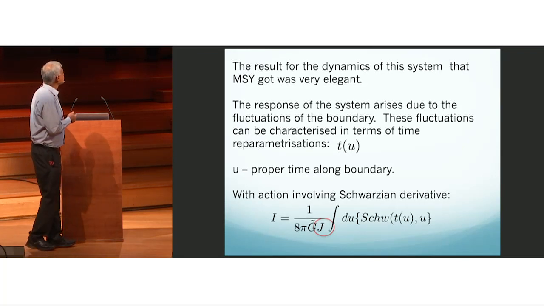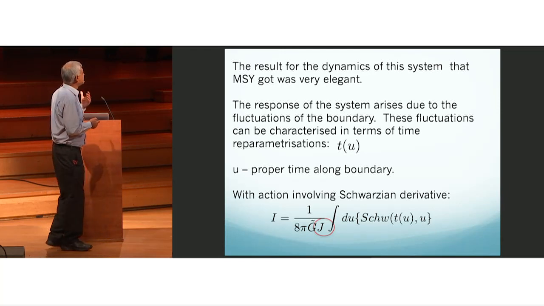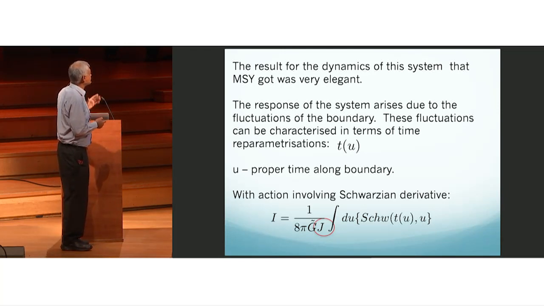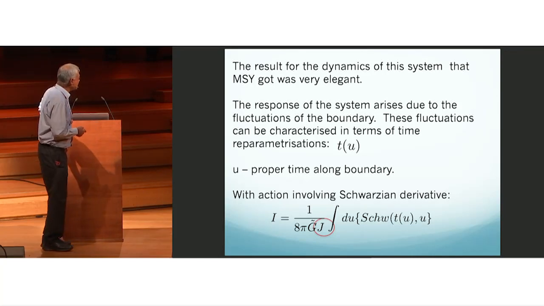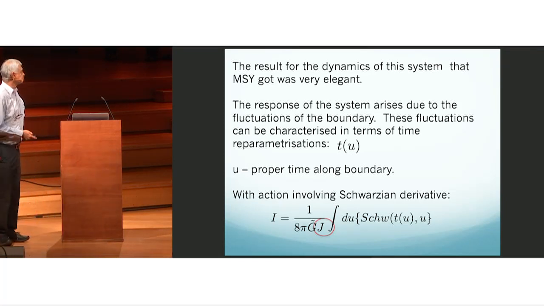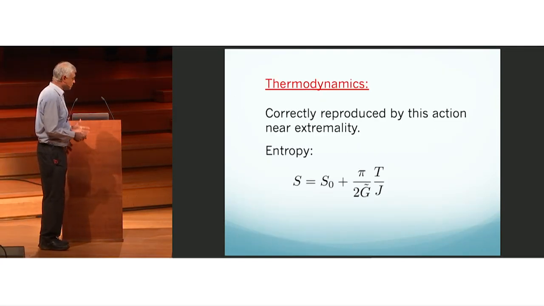Okay, now what was found was that there's a really very elegant description of the dynamics of the system. Let t denote Poincaré time and u be the proper time. Then really the dynamics arose because of fluctuations of the boundary, and those fluctuations give rise to an action which involves the Schwarzian derivative of time reparameterizations with a prefactor that involves 1 over J, the scale of breaking, and the two-dimensional Newton constant. And this action can correctly reproduce the behavior of black holes in the bulk.